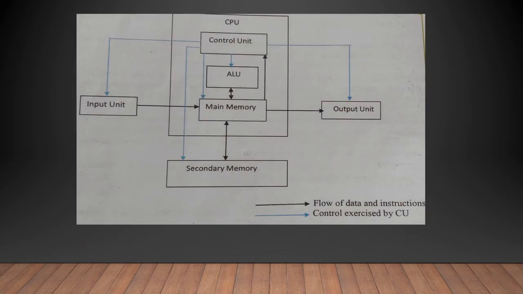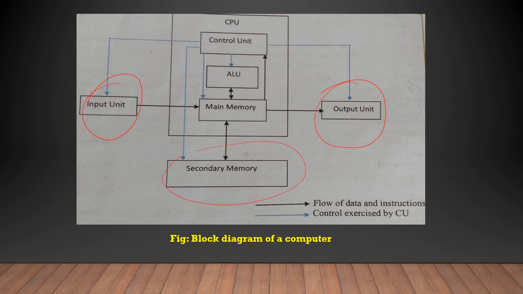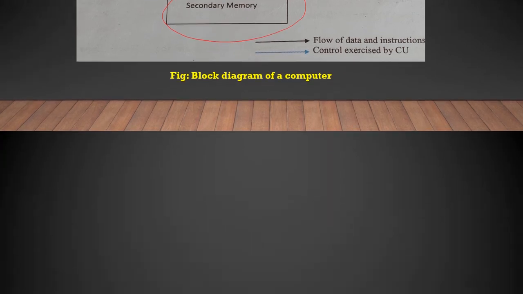So this is the block diagram of a computer, where the input unit is used for accepting data or instructions. The output unit displays the result. Then the secondary memory is used for storing data, and processing data and controlling and coordinating all operations is done by this CPU.